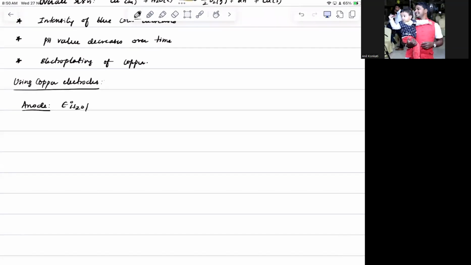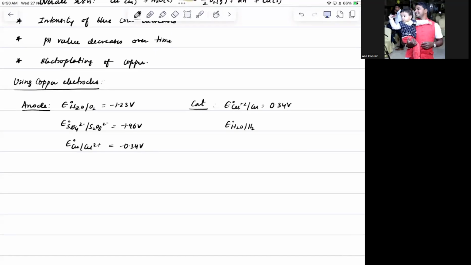One, H2O changing to O2, which is minus 1.23 volts. Next, SO4 2 minus changing to S2O8 2 minus, which is minus 1.96 volts. And then copper itself is also going to get dissolved, and that is minus 3.1. Next, cathode side, we have E naught, copper 2 plus getting deposited, which is 0.34 volts, and water, which is going to get reduced as minus 0.34 volts.